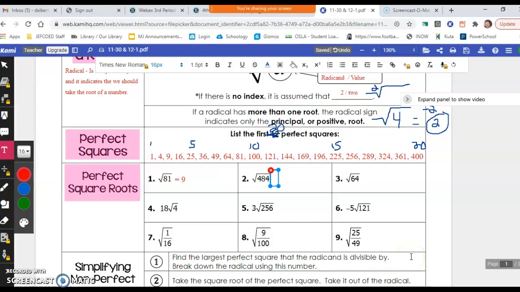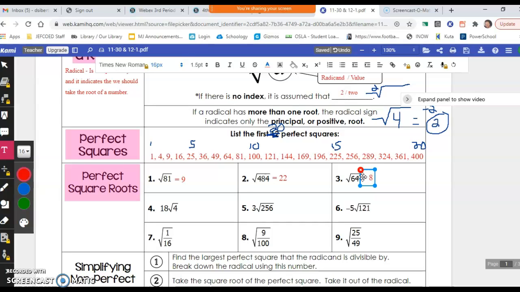Now, what about 484? It's going to be close to what? 20. And it's 22. It gives you a good starting point, or you also have a calculator, which is beneficial. All right, 64.